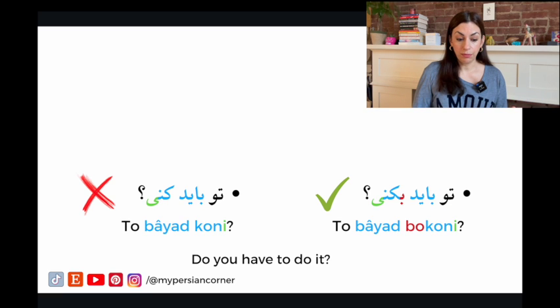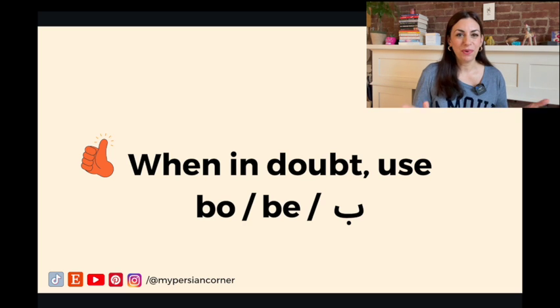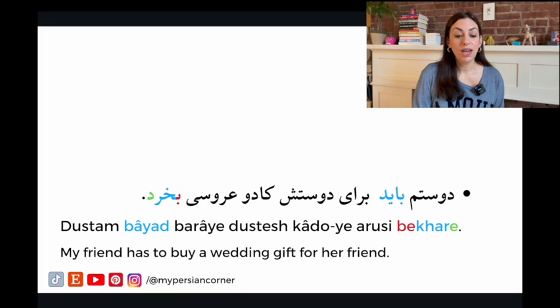But in this example, when we're using کردن as a simple verb, do you have to do it? تو باید بکنی. We have to say بکنی. We cannot say تو باید کنی. That's strange. As a rule of thumb, when in doubt, just add bo. Let's see some more examples.